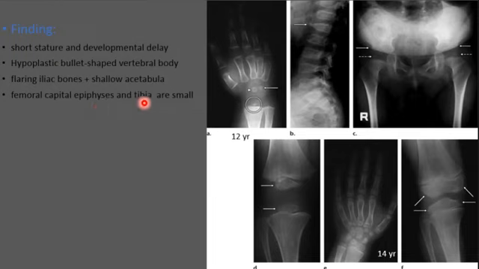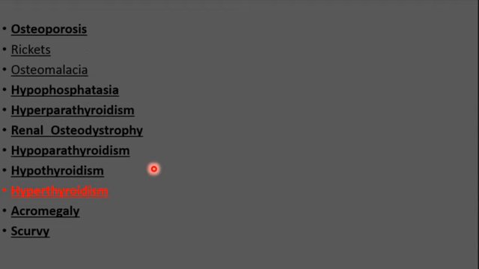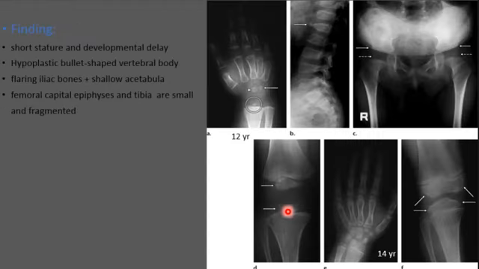Femoral capital epiphysis and tibia are small and fragmented. This is also a case of hypothyroidism. There is development of the epiphysis, but it is small and irregular. After treatment, it became large, but some flaring can also be seen.